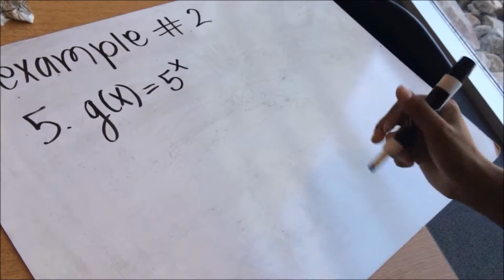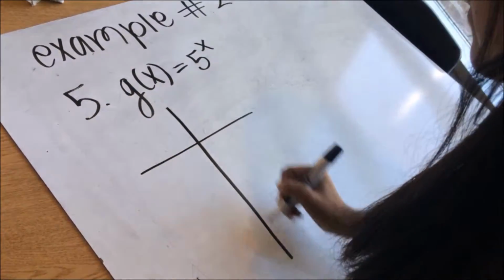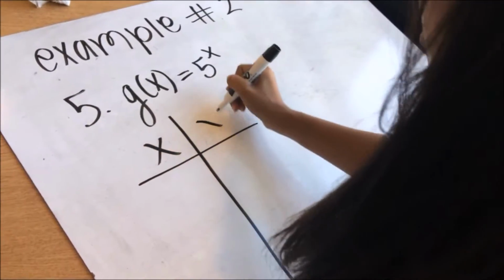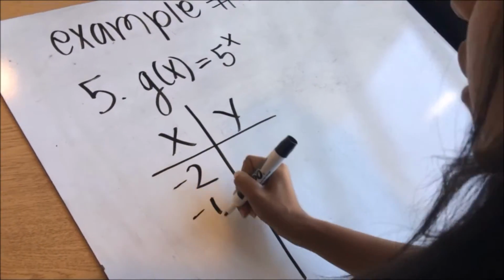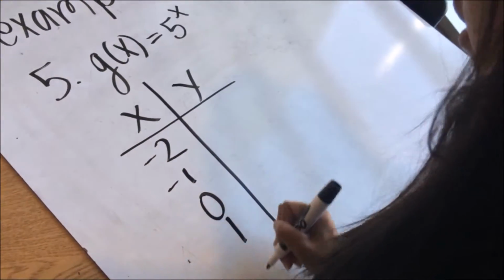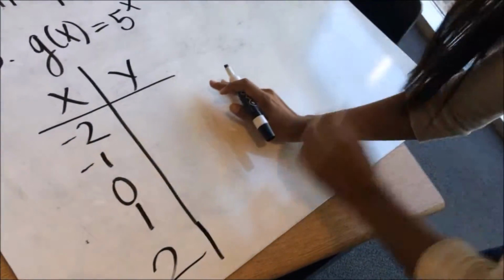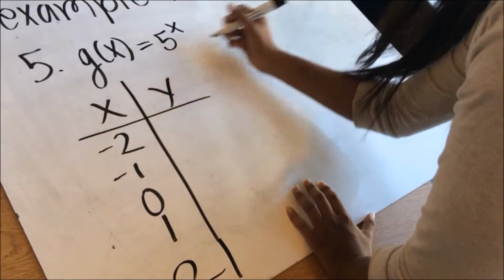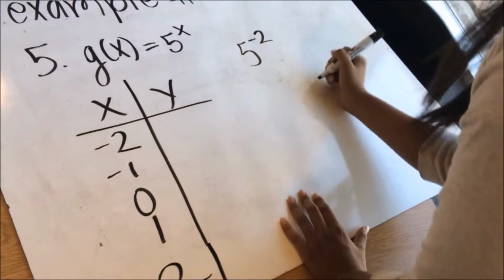Okay, for example number 2, we have g of x equals 5 to the x power. And for this problem, you actually have to make an x and y table. And you can plug in any number you want. So we'll just use simple numbers like -2, -1, 0, 1, and 2. So you have to plug in each exponent. So for the first number, you have 5 to the power of -2.